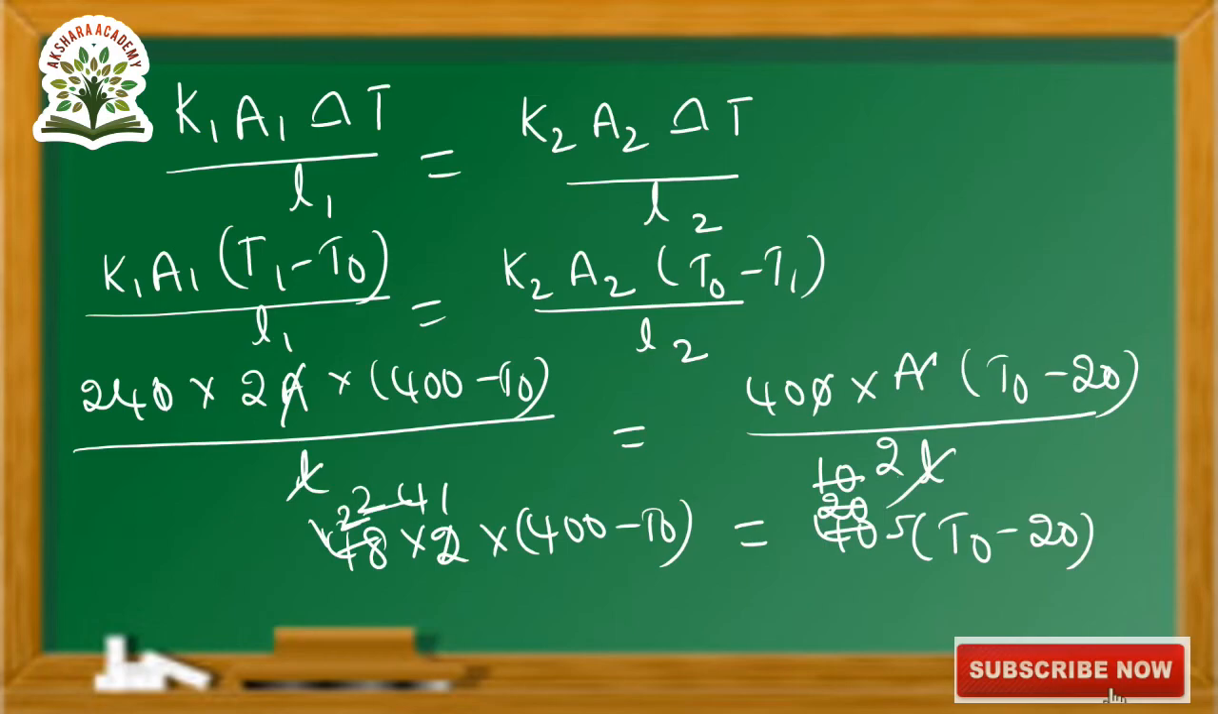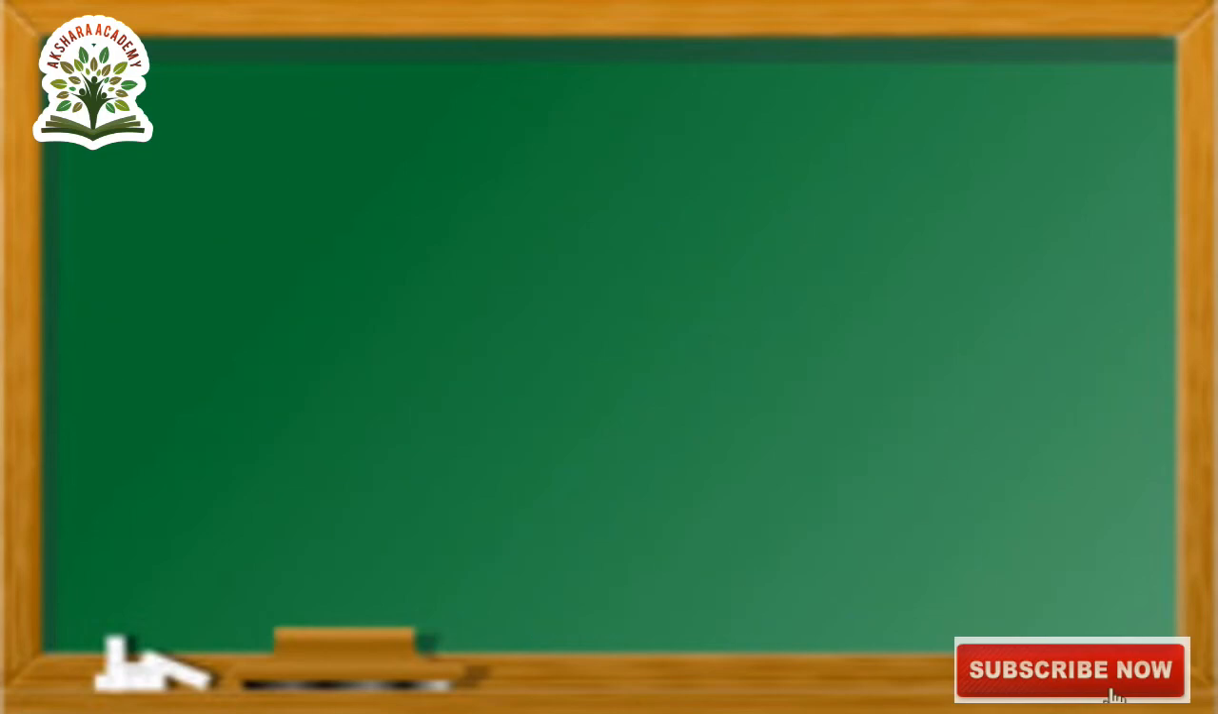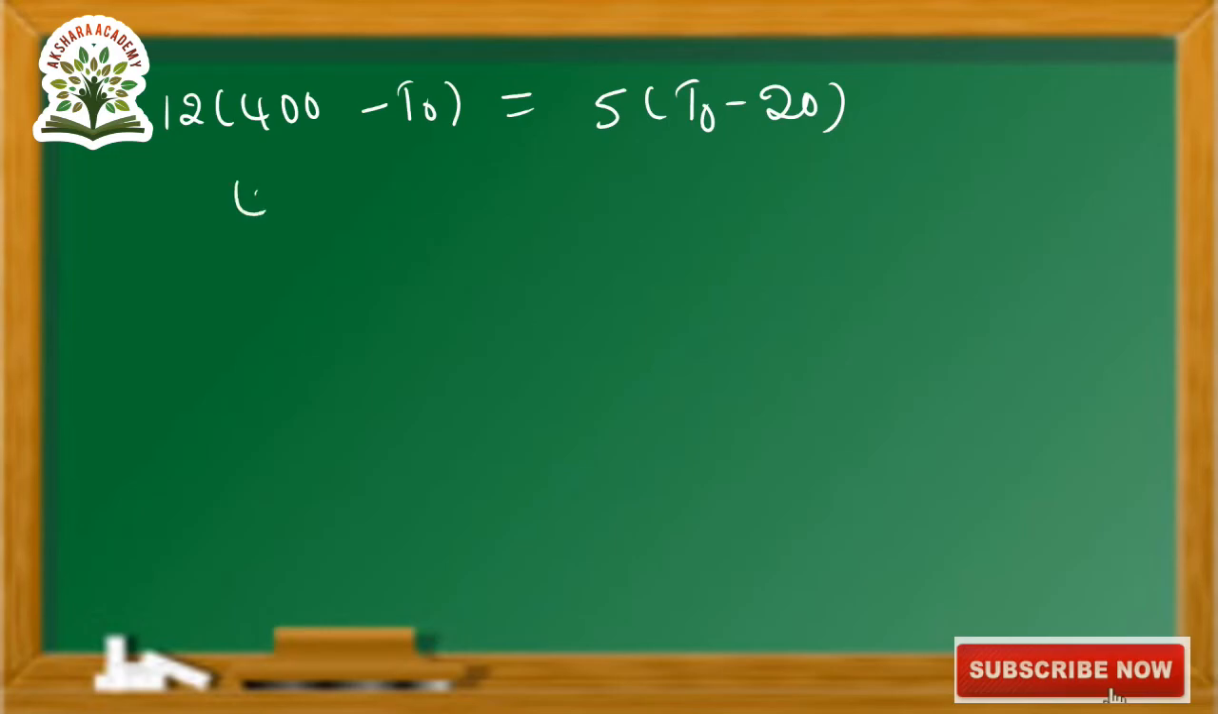After cancellation we are getting 12 into (400 minus T naught) is equals to 5 of (T naught minus 20). Next we will write 12 into (400 minus T naught) is equals to 5 of (T naught minus 20). 12 4s are 4800, minus 12 T naught is equals to 5 T naught minus 25 is 100.